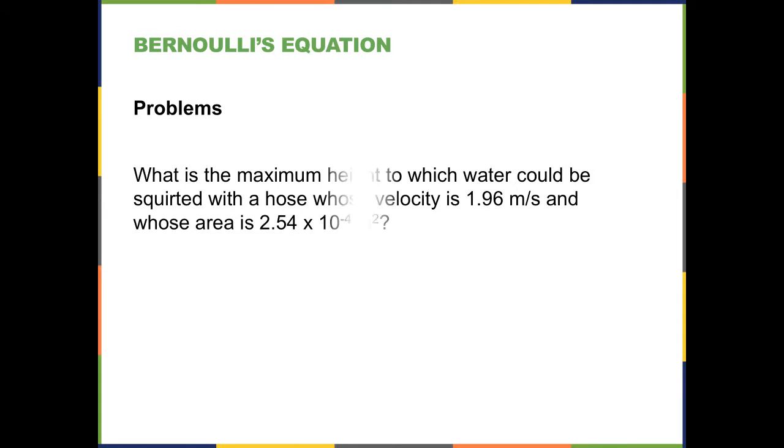Let's look at a couple problems taking into account Bernoulli's equation. Here's the first problem. What is the maximum height to which water could be squirted with a hose whose velocity is 1.96 meters per second and whose cross-sectional area is 2.54 times 10 to the minus 4 meters squared?